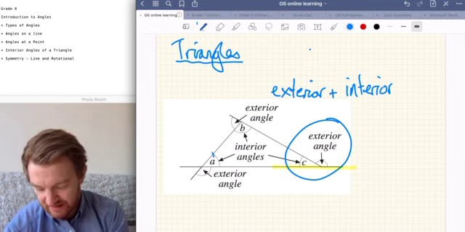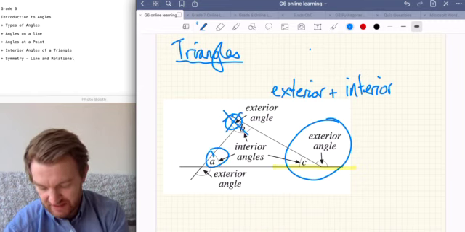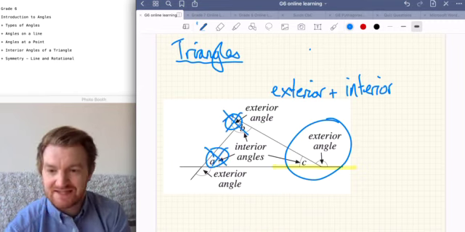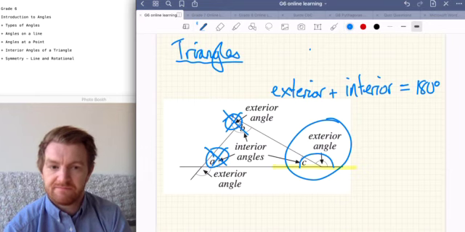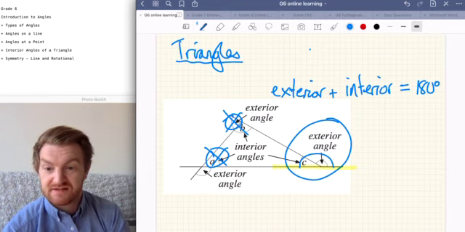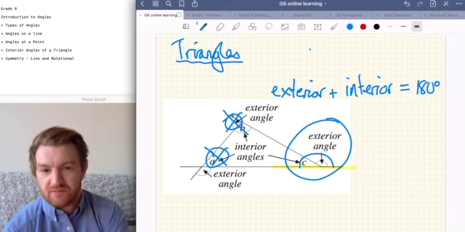and an exterior together, and notice they're two together. We're not saying this one and this one. Okay, we're not saying that. They have to be together and touching. But when we add them together, they also equal 180 degrees, because they're on a straight line and they make that half turn. And that's the same for any straight-sided shape, but only when they're touching.